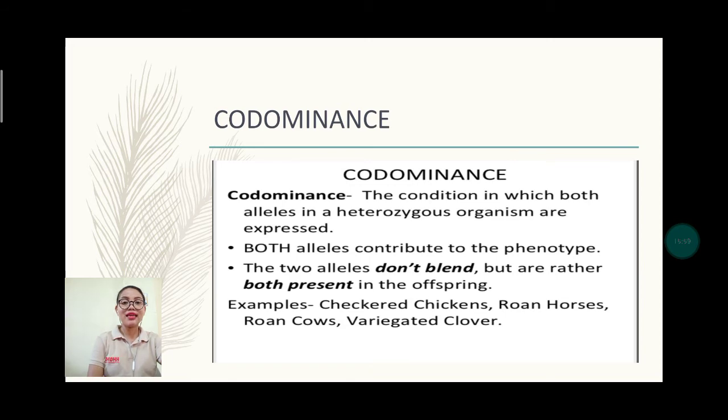So aside from cattle, we observe this on other organisms. For example, on chickens, on horses, on cows, on clovers. So take note, codominant alleles don't blend, but they are both present in the offspring. So that is the difference from incomplete dominance. In incomplete dominance, they are both blending. In codominance, they don't blend, but they are both present. I hope it is clear to you.